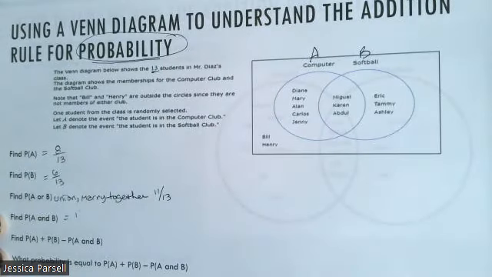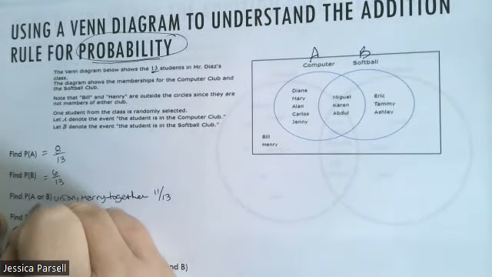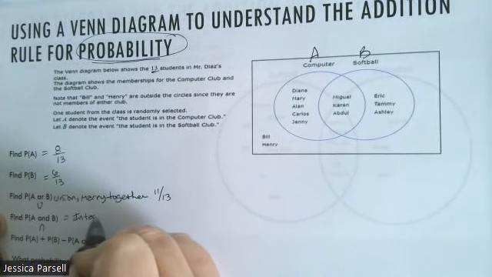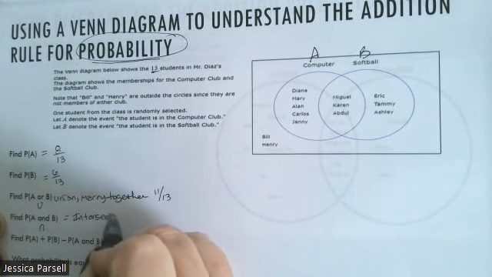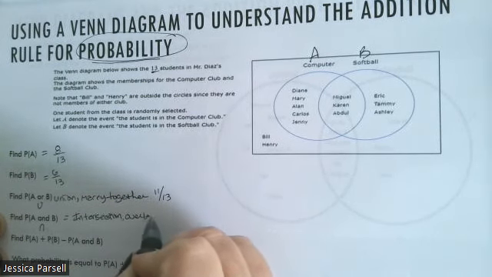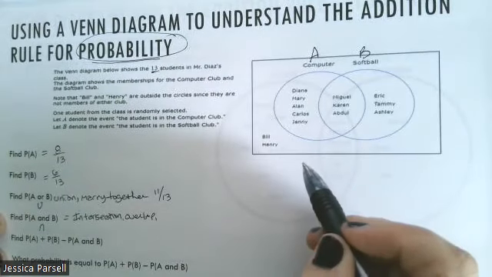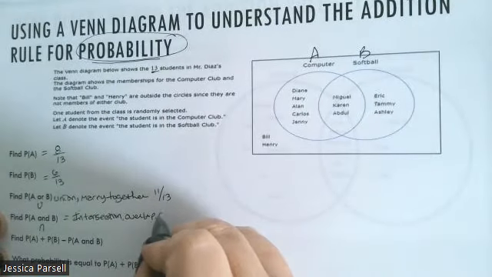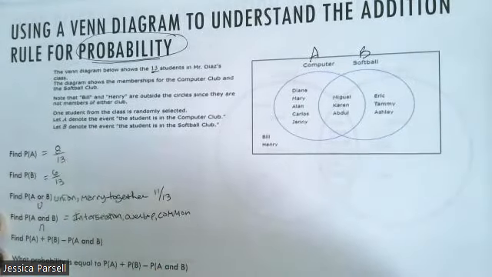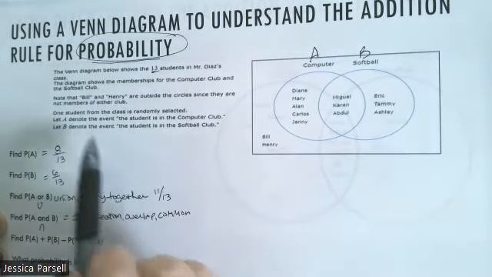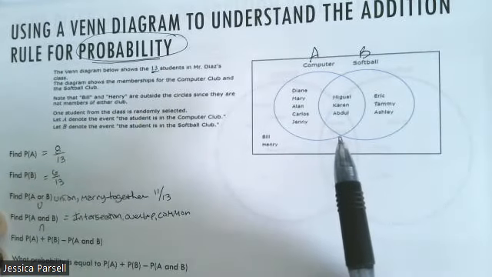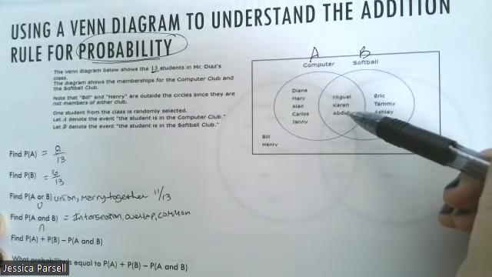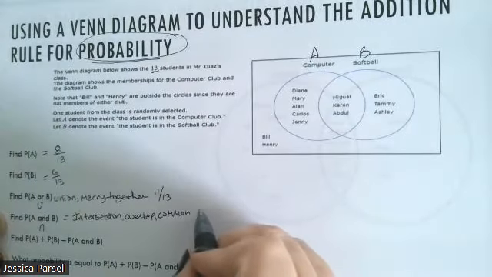Okay, that's the union. Now remember, "and" looks like this. This is the intersection. Sometimes I call it the overlap, or what's in common. So the probability that they would come in and randomly select one student from the class, and they happen to be in both computer club and softball club would be these 3 people there. So 3 out of 13.